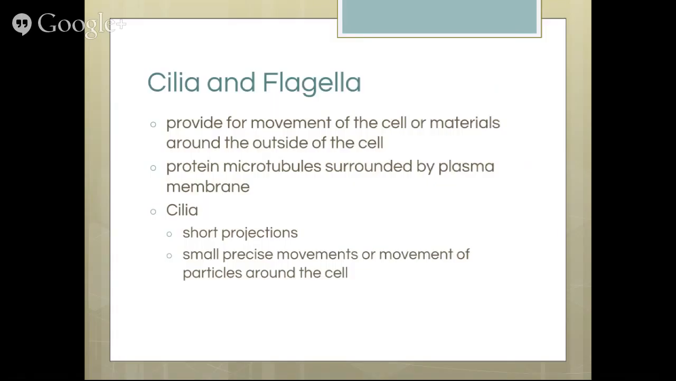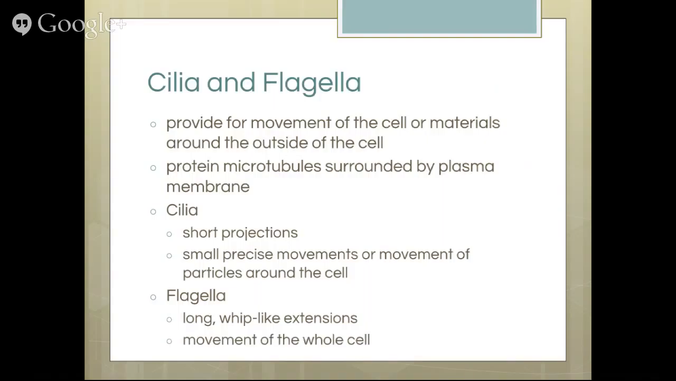The other projection from the cell membrane are the flagella. The flagella are long whip-like extensions. They're almost like tails on cells. And they're going to be for these really big movements that move a cell from one place to another. Probably the thing you're most familiar with in terms of being a flagella is the tail on a sperm. If you've ever seen pictures of those, that tail on the sperm is the flagella, and it's going to help it move from place to place.